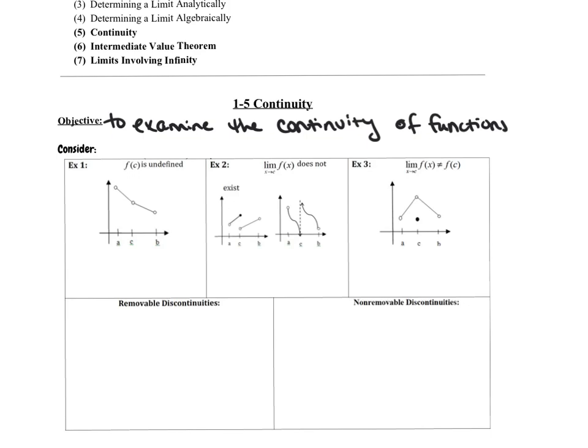So let's look at three different examples. In the first example, we have a function where f of c is undefined. And if we look at the function from a to b, then we would say that it's not continuous. Essentially, because if we were to draw it from a to b, we'd have to pick up our pencil to have that open circle. And we can further describe the discontinuity as removable.